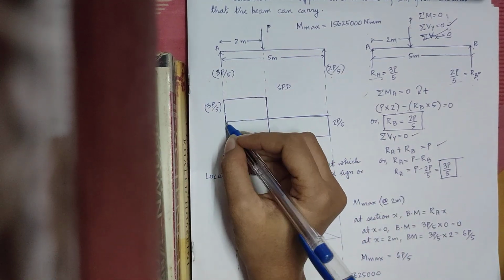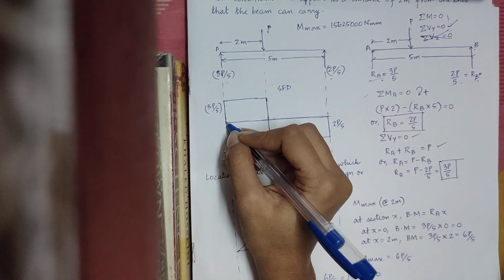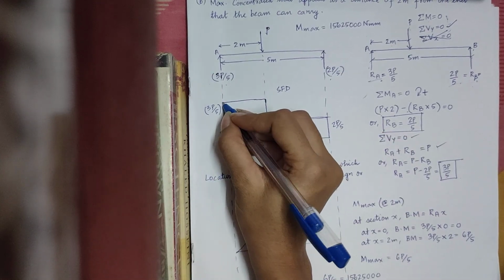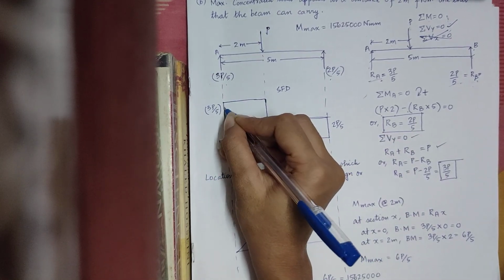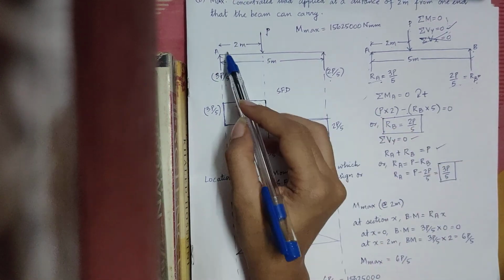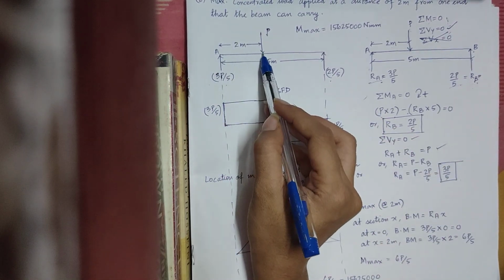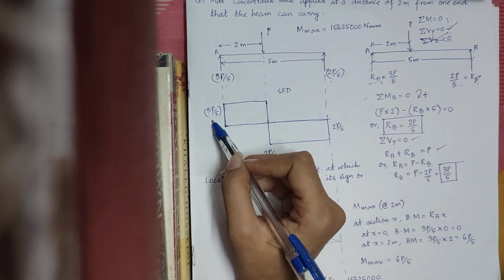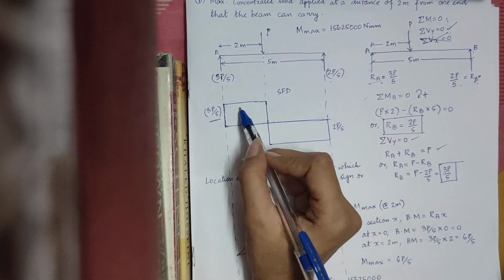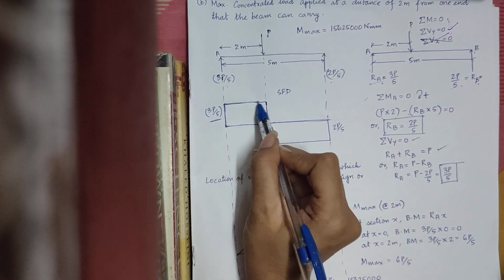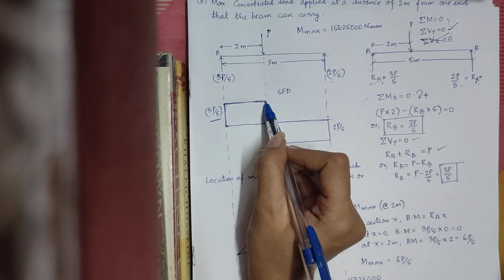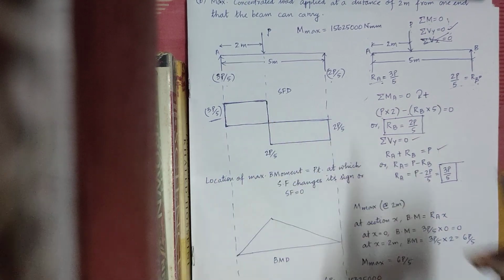So what we are going to do, we are going to raise the magnitude of the shear force from 0 to 3P by 5. Okay, we will draw this line. Then along this length of the beam, before load P acts on the beam, the magnitude of shear force, that is 3P by 5, remains constant. So the line here is a straight line, since the shear force is constant along this span of the beam.